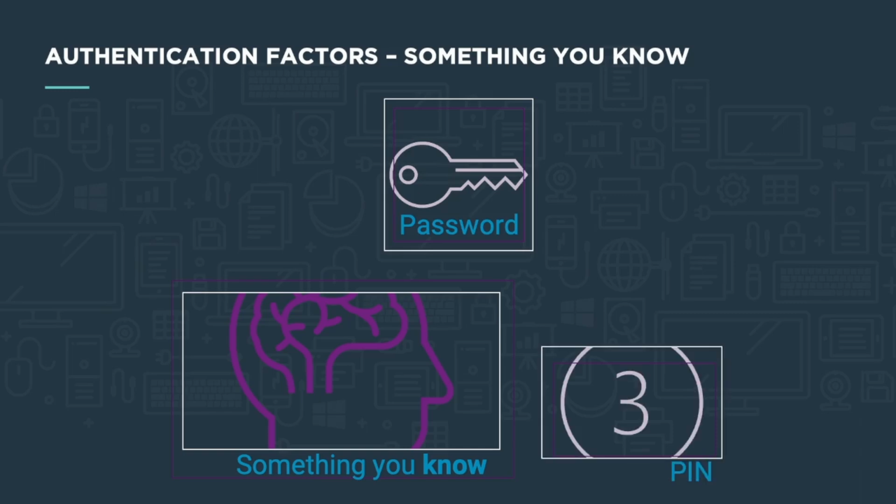A PIN is another example of something you know authentication. Unlike a password, a PIN is limited to numerical digits. Another example is cognitive information. This is when a question is provided that only the user can answer. Often, for account recovery methods, a company will ask users to supply answers to specific questions, such as your mother's maiden name or the name of your first pet.